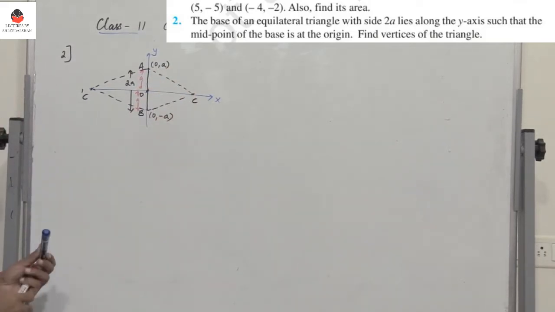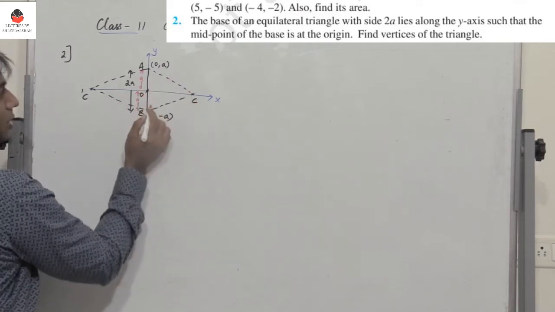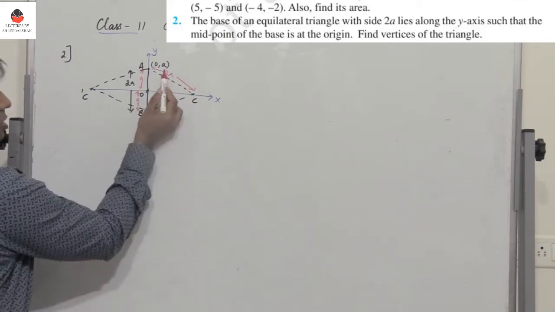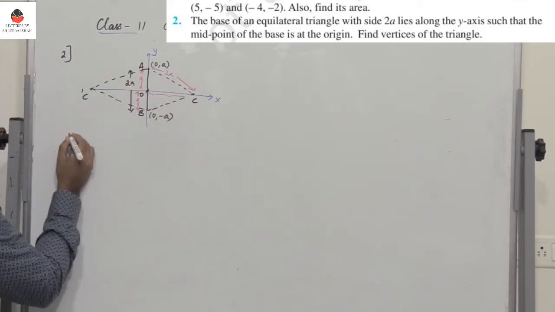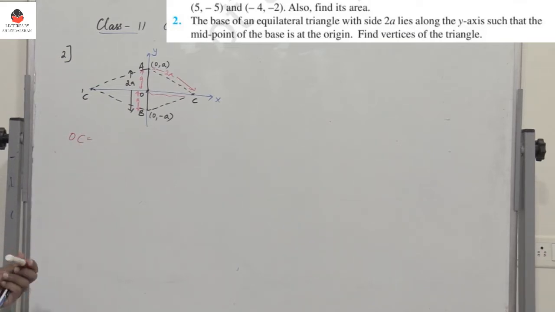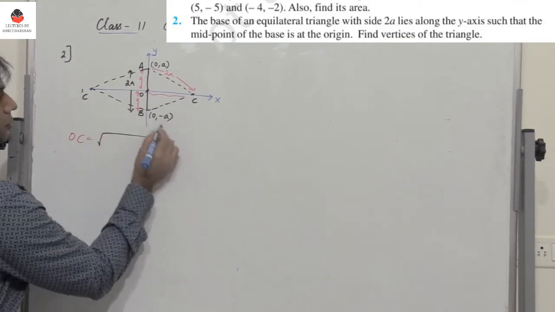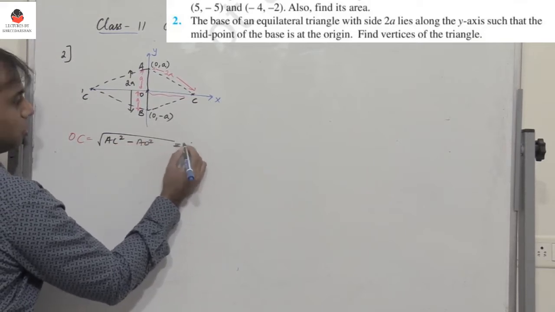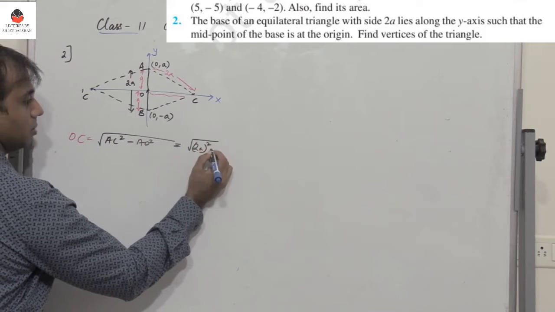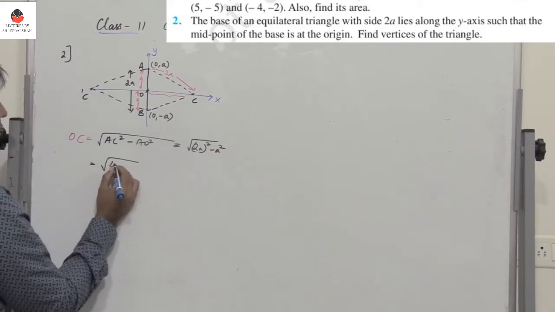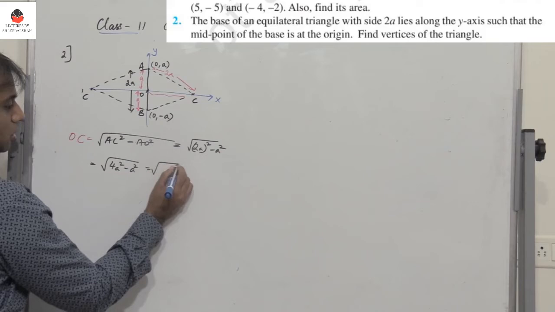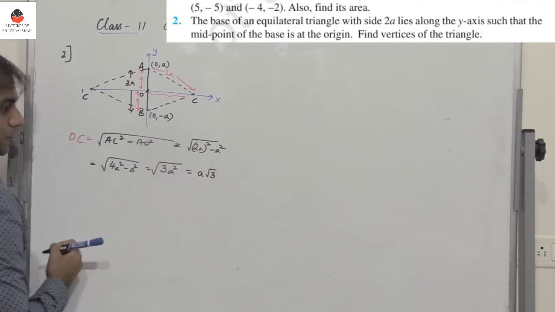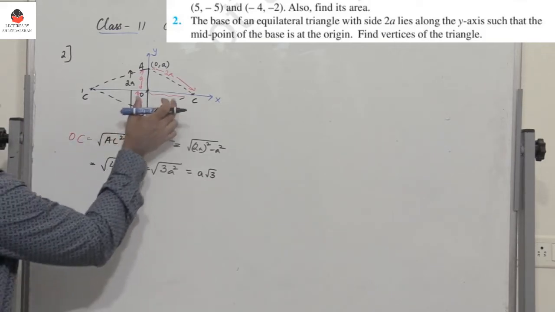Now observe, this is a right angle triangle. AOC is a right angle triangle where AC is also 2A, because it's given as an equilateral triangle. So this is 2A, this is A, and I need to find OC. Using Pythagoras theorem, OC is root of AC square minus AO square, which is root of 2A square minus A square, which is root of 4A square minus A square, which is root of 3A square, or A root 3. So this distance is A root 3.